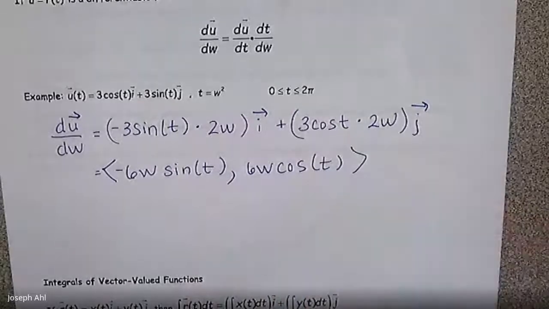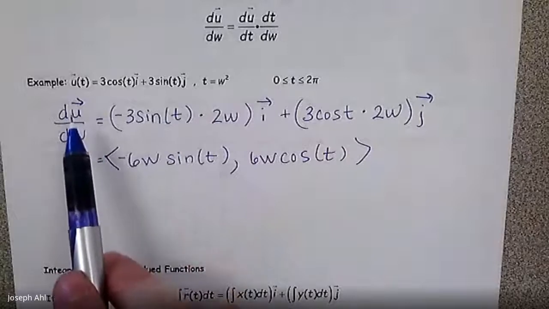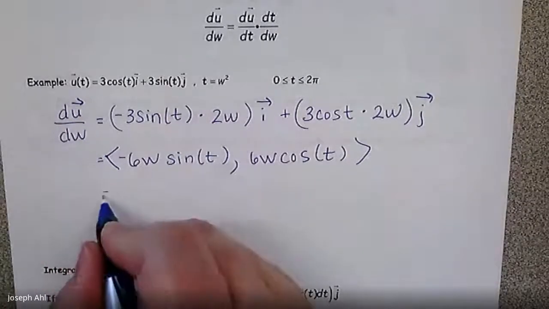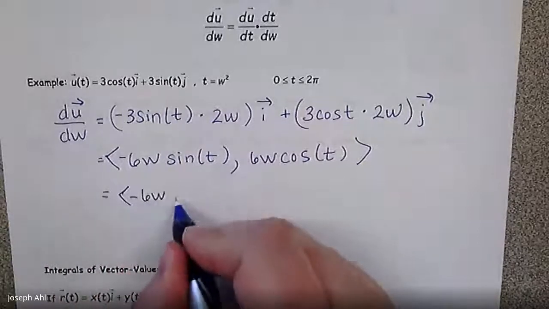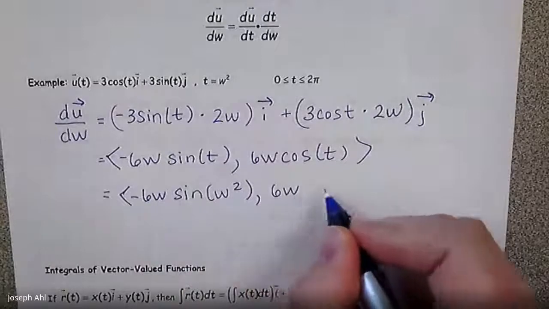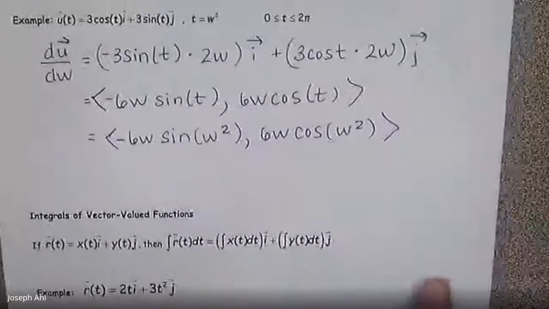Okay. Now, within our context here of writing this in terms of t, if we're finding the derivative of the vector u with respect to w, we should at this point just make one more quick substitution because we know that t is equivalent to w squared. So just to make sure everything agrees in the end here, we'll replace those t's with w squareds and stop there.